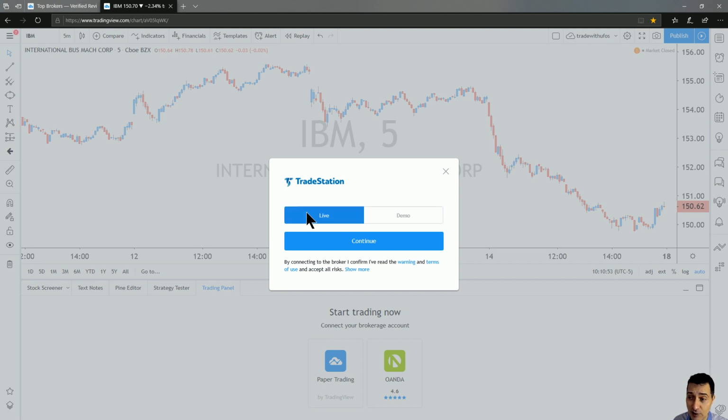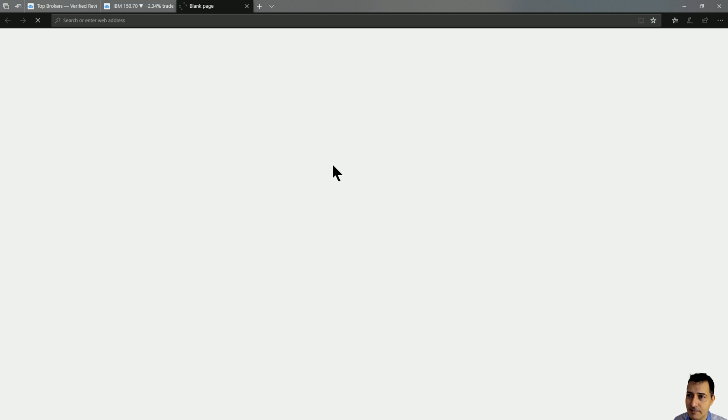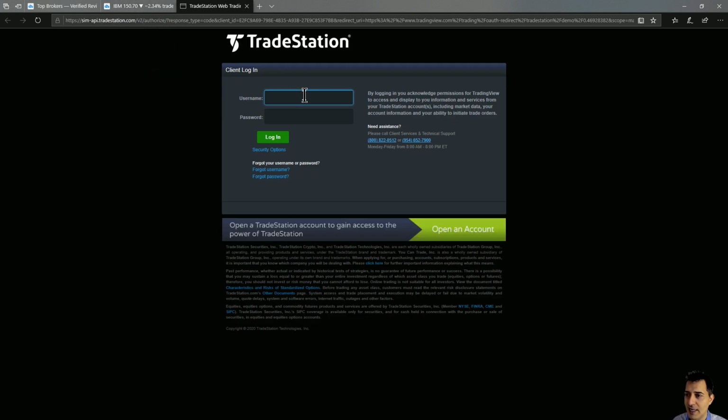You could actually trade live with TradeStation from TradingView. But I'm just going to use demo. And what I'm going to do here is just click, and it's going to bring me to a validation window. For whatever reason, it's working very slow today. Typical case of weekend maintenance. So I'm just going to use my username.